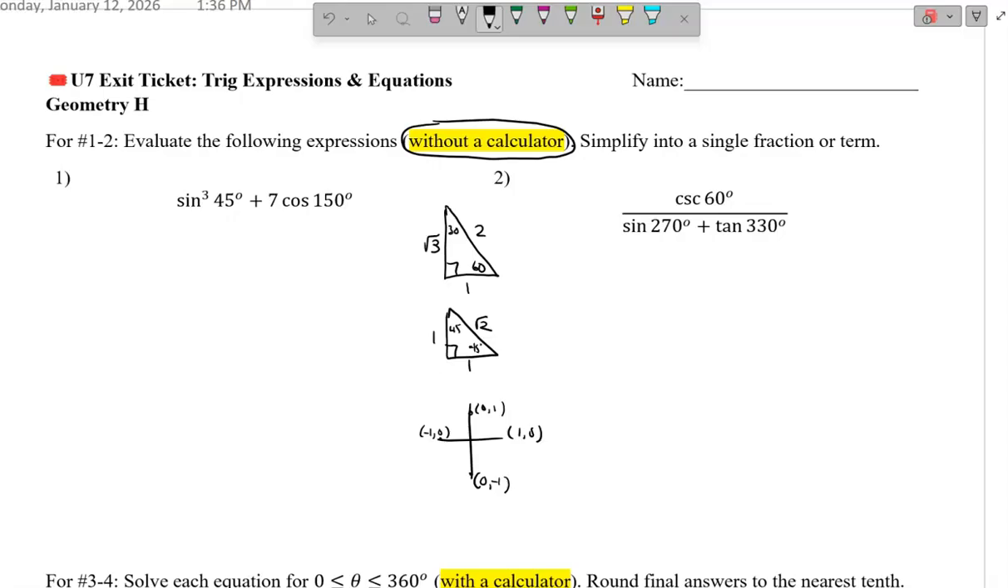So in these problems where you're asked to evaluate the expression, there are 2 steps to use here. The first step is to actually evaluate the trig ratios. The second step is then using the order of operations, we have to try to simplify it into a single fraction or a single term.